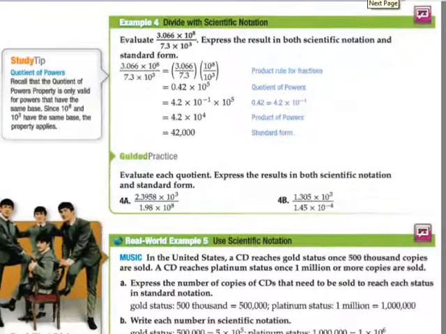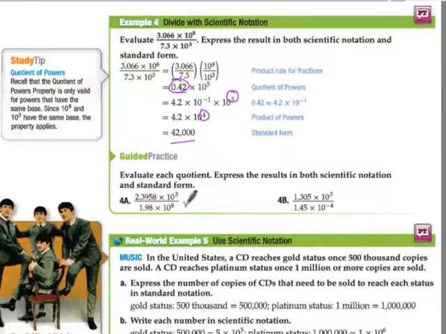So if we just did multiplication, obviously now we're going to do division. Same thing, same rules. 3.066 divided by 7.3 is 0.42. This is not between 1 and 10. So we change 0.42 to 4.2 times 10 to the negative 1. And then 10 to the 8th divided by 10 to the 3rd is just 8 minus 3, so that's 5. So then we have negative 1 and 5. They add to 4, so 42,000. Okay? Go ahead and try 4A and 4B and get some answers there.